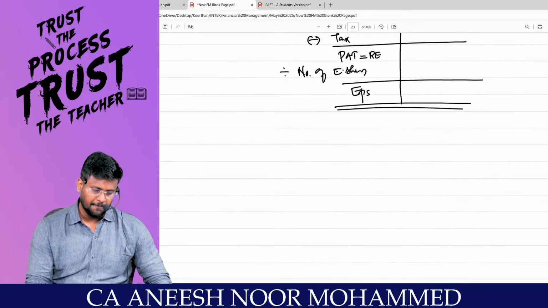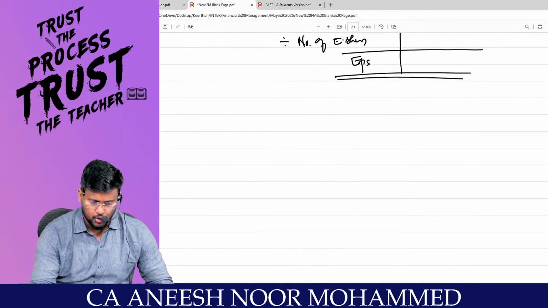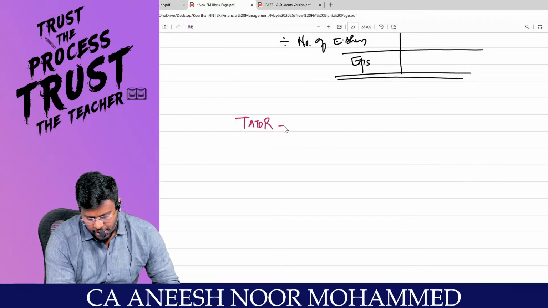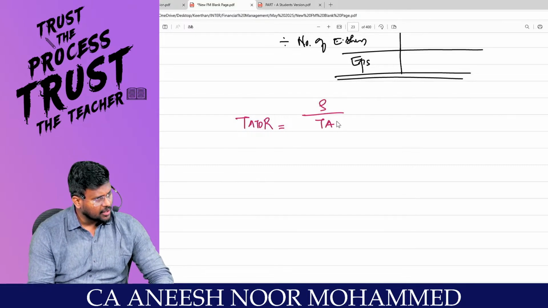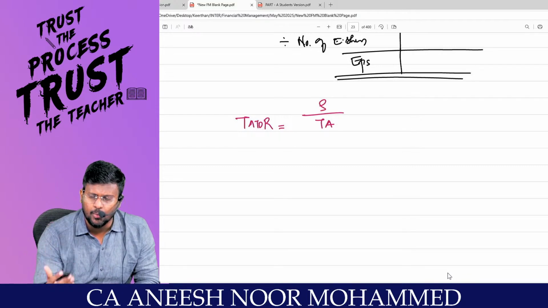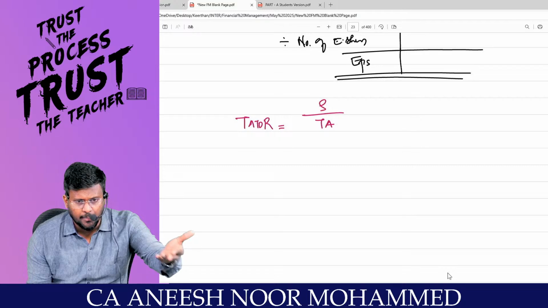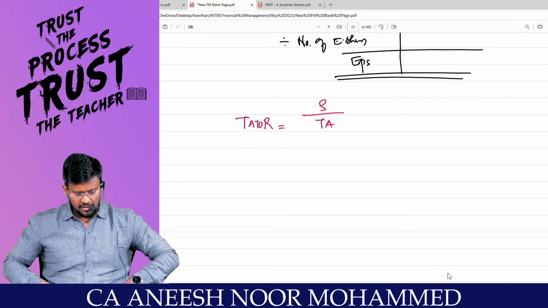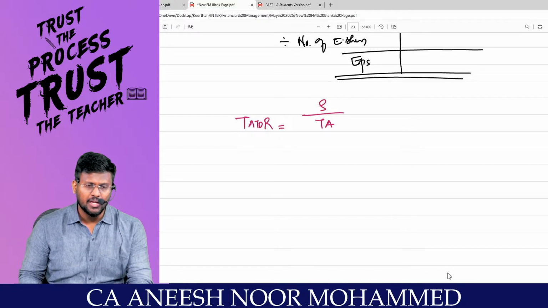Actually, sales is missing. For that only, the turnover ratio has been given. Total asset turnover ratio forms part of the ratio analysis. Total asset turnover ratio is equal to sales divided by total asset. For example, working capital turnover ratio is sales divided by working capital. Fixed asset turnover ratio is sales divided by fixed asset. Current asset turnover ratio is sales divided by current asset. That means any turnover ratio, my dear lovable students, is nothing but sales divided by that particular item.